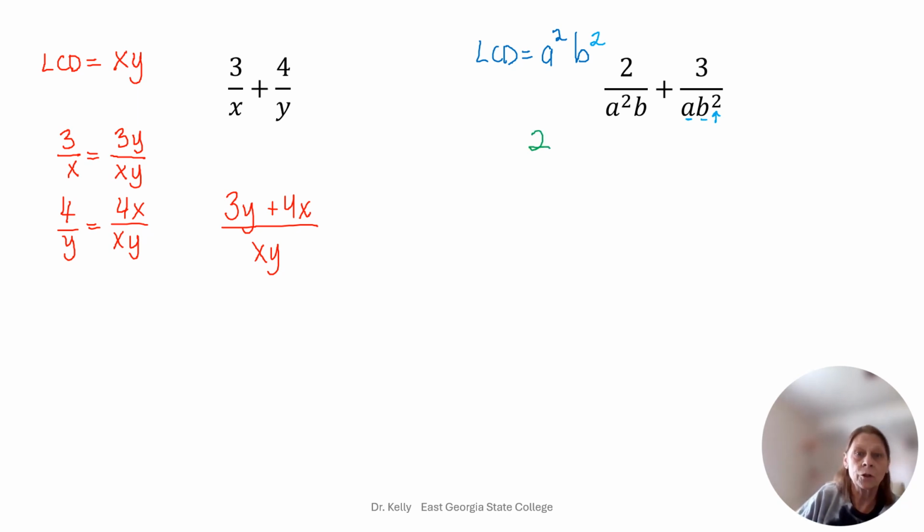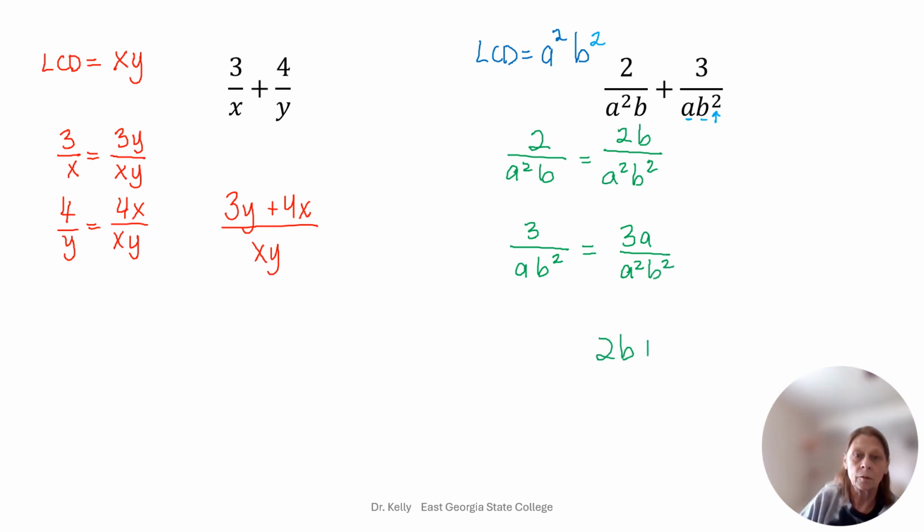So to convert our 2 over a squared b into an a squared b squared, we need to multiply that, that 2, by a b. And then what do we need to do to our 3 over a b squared? Well, we need to multiply that by a to get an a squared b squared. And we can put these together. 2b plus 3a over a squared b squared.